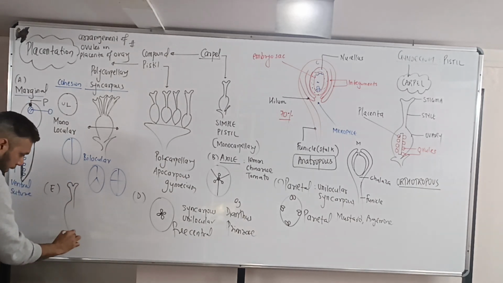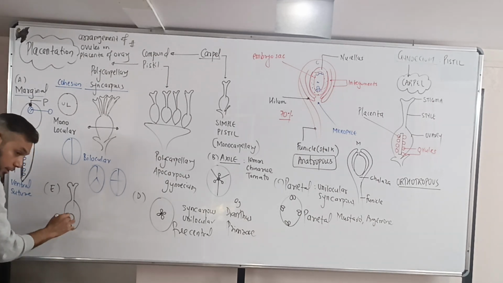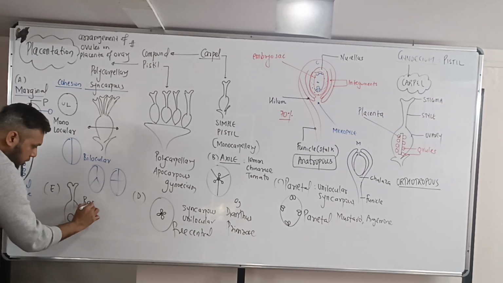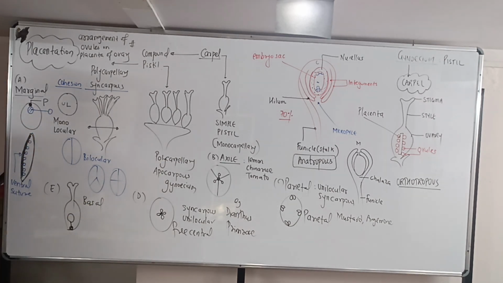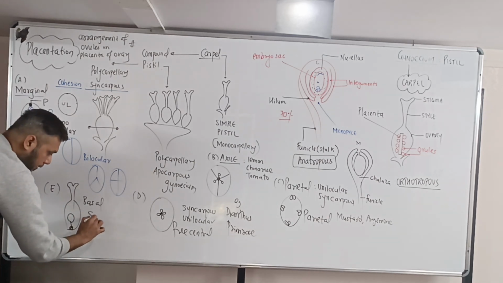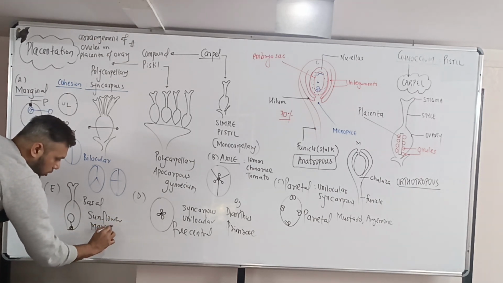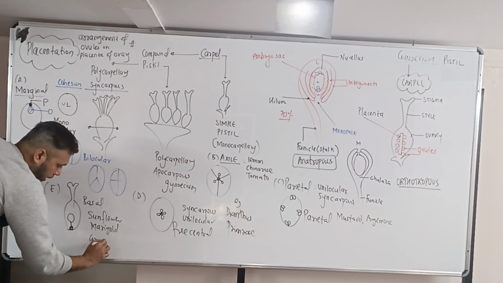Stigma, style, and the ovary. And this is the placenta. And the ovule is at the base. So what do you call the condition? Basal. Look at the example. Sunflower. What is the example? Sunflower and marigold. Okay. And also the Gramineae family, the grains family. Sunflower, marigold, and which family? Gramineae family.